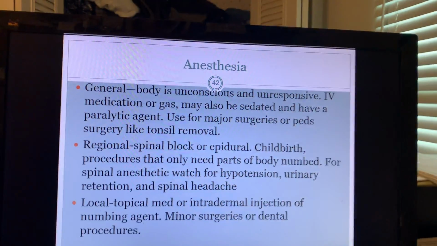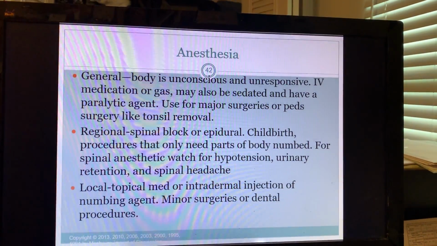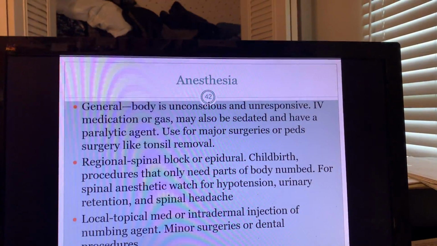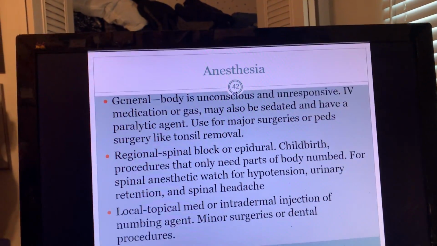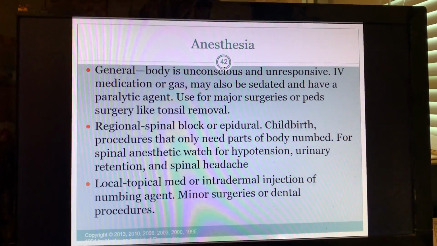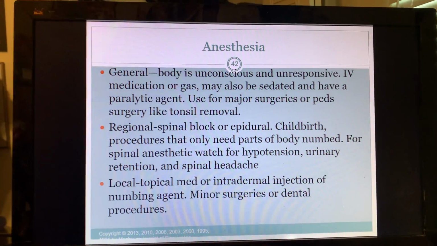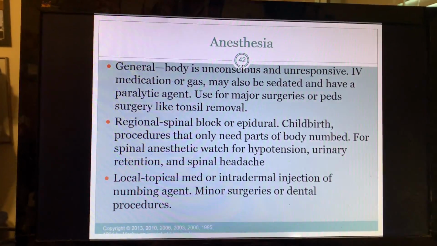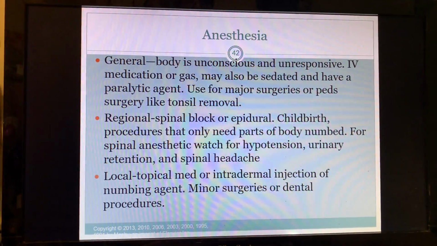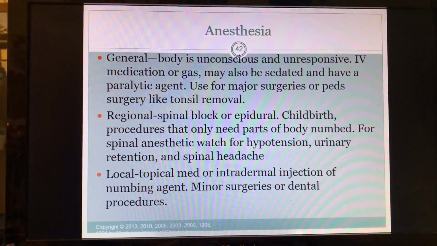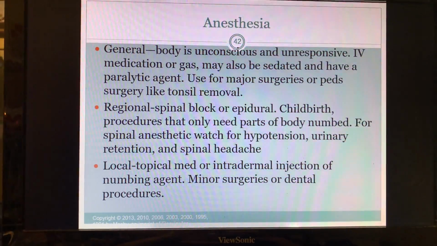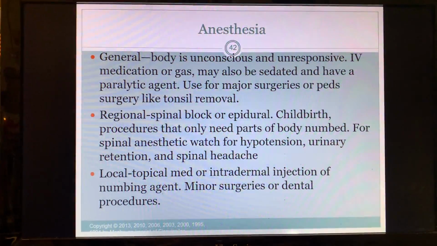So some different types of anesthesia that you might be familiar with. General anesthesia, and in this case, this is where they call being put to sleep. So your body is non-responsive, hopefully. You are unconscious. So they'll give you IV medication or gas or a combination of the two. But they're also going to give you a sedative to keep you in a deep sleep, and many times a paralytic agent, because they don't want you jumping around during the surgery.